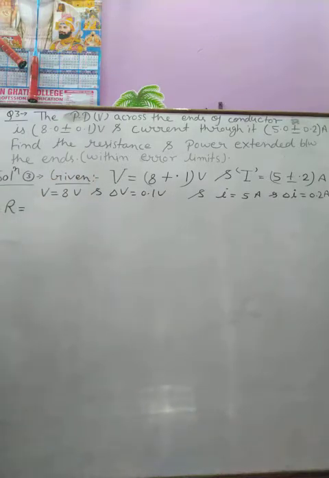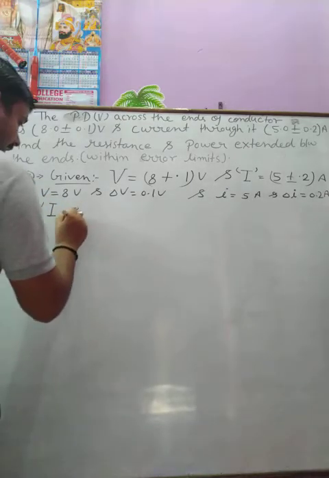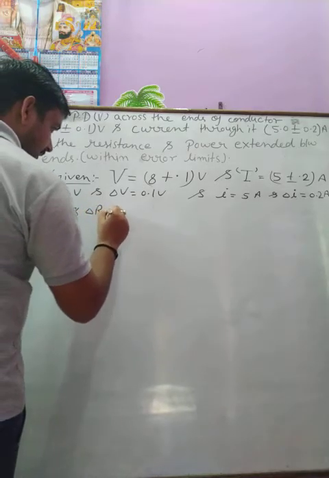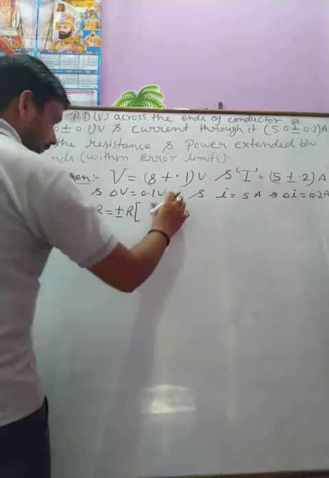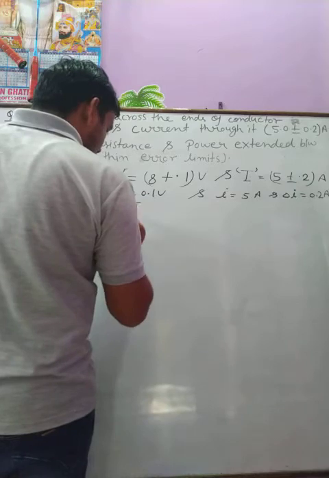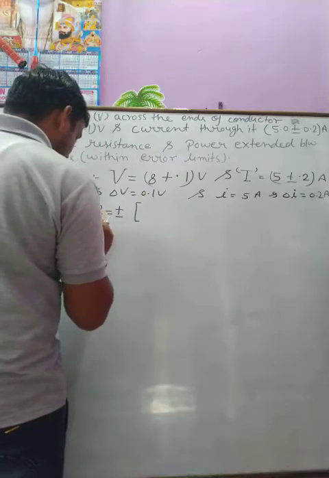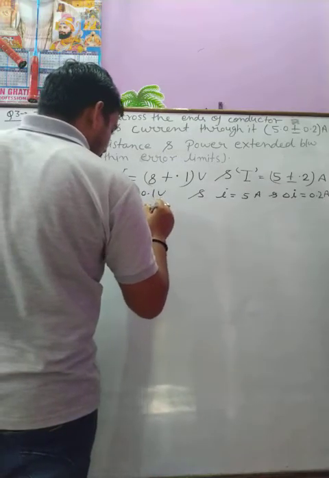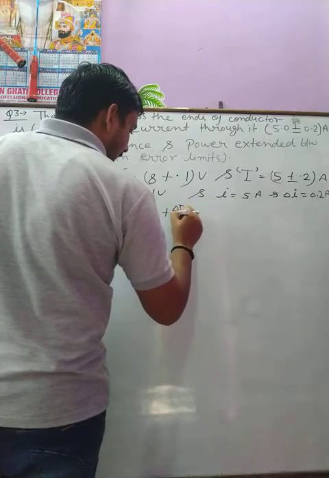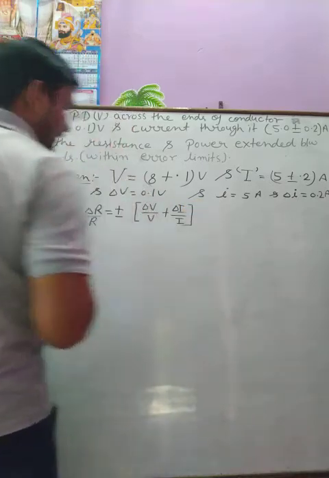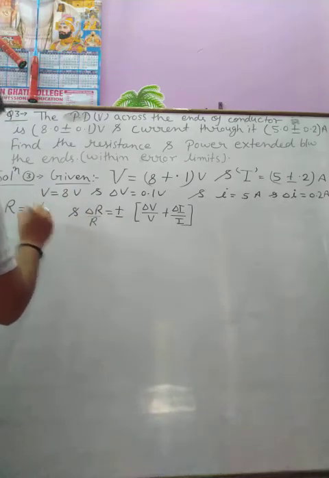Next students, resistance of conductor is V by I and error in resistance is del R upon R is equal to plus minus, okay, del V upon V plus del I upon I. This is the formula for the resistance. R is V upon I, this is resistance.